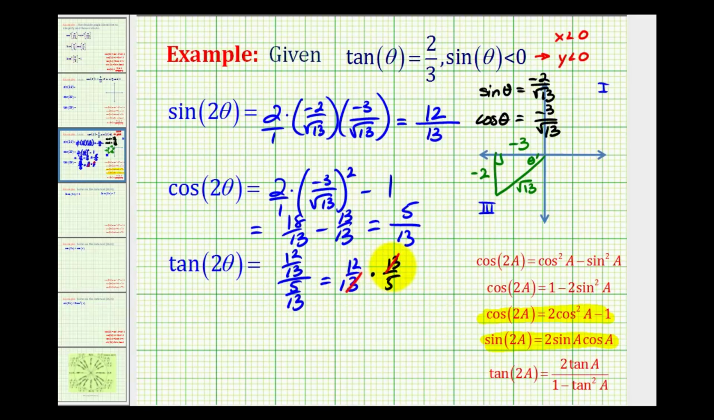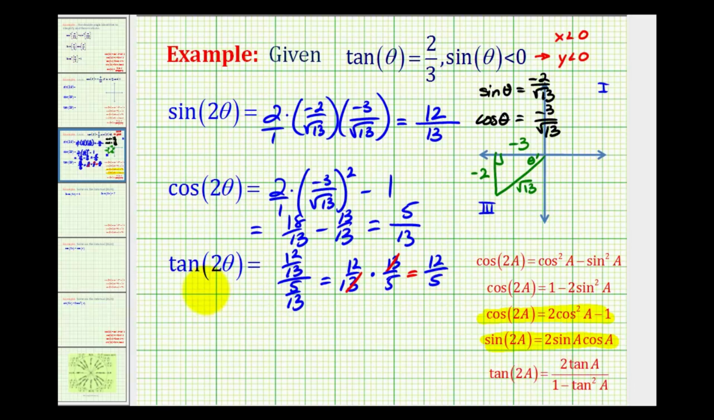The 13s simplify out, and we're left with 12/5 for tangent 2 theta. Now I'll go ahead and apply this double angle identity anyway, but you can see this is pretty straightforward if we already have sine 2 theta and cosine 2 theta.